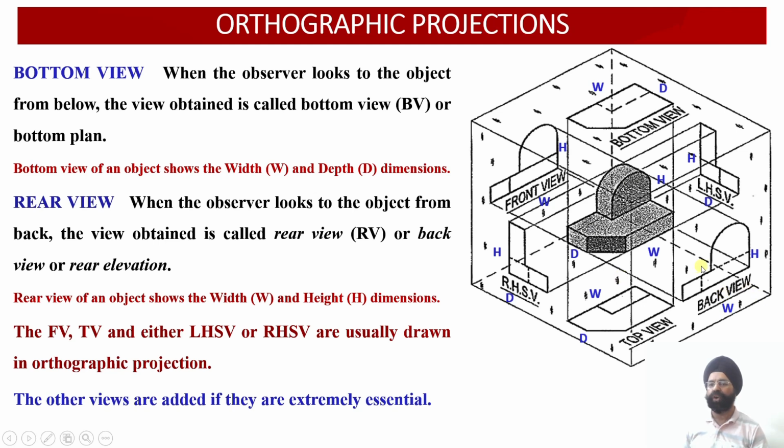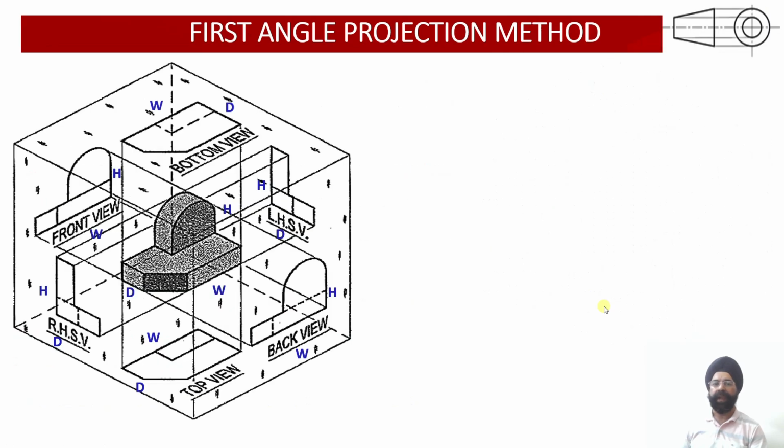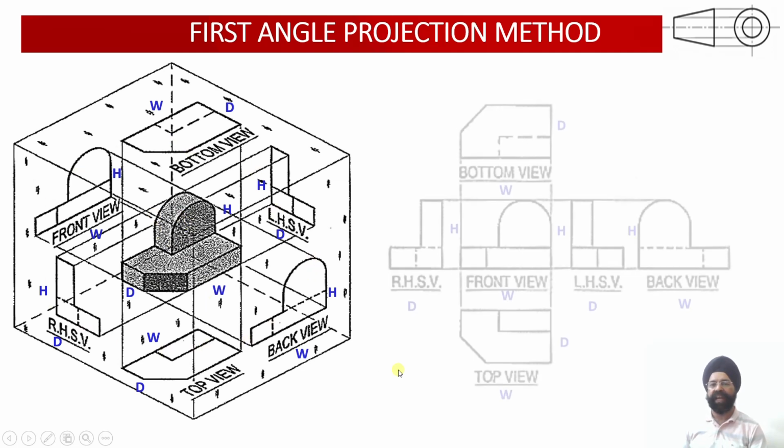Usually we are required to draw the front view, the top view, and either the left side view or the right side view. We may be required to draw both the side views, but on most occasions we are required to draw three views of the object, which will be the front view, the top view, and either the left side view or the right side view. Now you can check, this is the glass box, and within the glass box there are 6 views obtained.